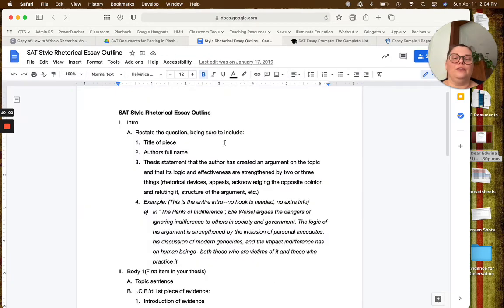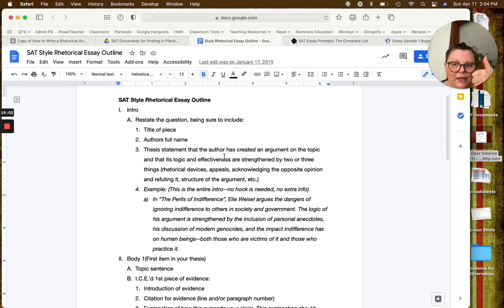So if you look at this, you want the title of the piece, the author's full name, the thesis statement that the author has created an argument on the topic, and that its logic and effectiveness are strengthened by two or three things: rhetorical devices, appeals, acknowledging the opposite opinion and refuting it, structure of the argument. That's always used. Structure of the argument is huge.